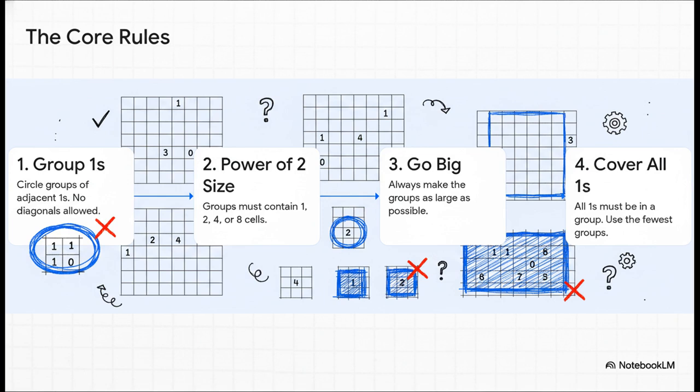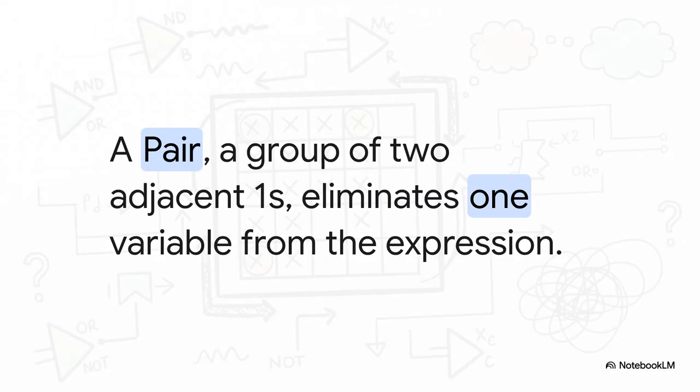Third, your goal is to make the biggest groups you possibly can. And finally, you have to cover all the ones using the fewest number of groups. That's it. So, let's start small. When we group two ones that are next to each other, that's called a pair.